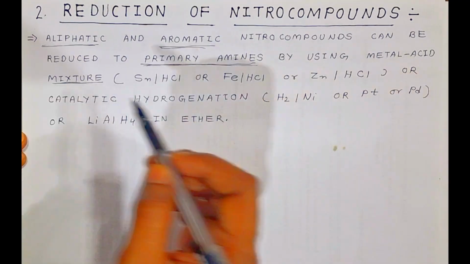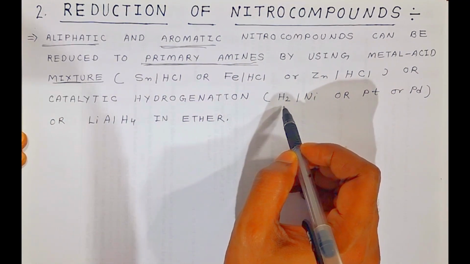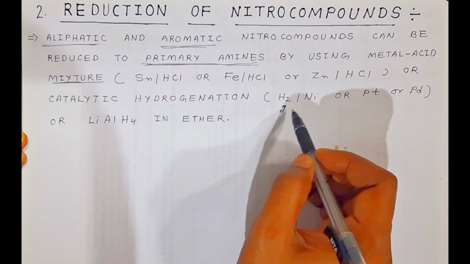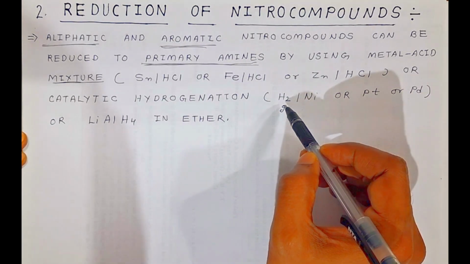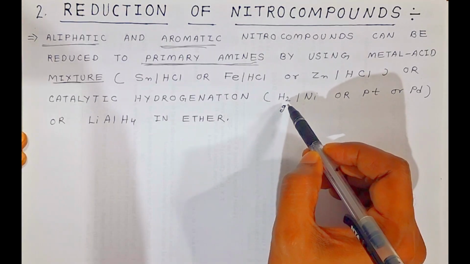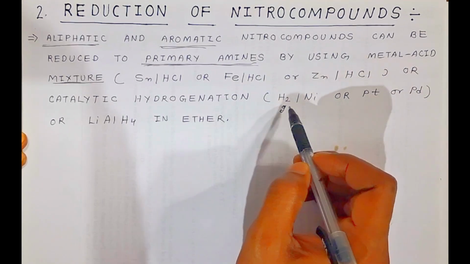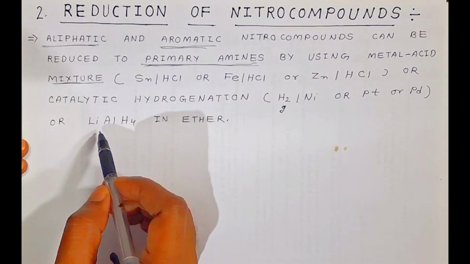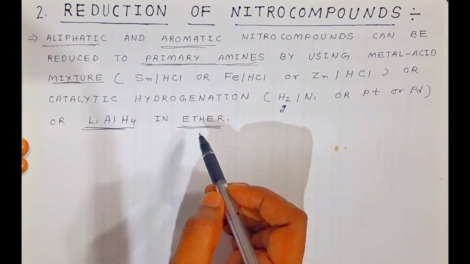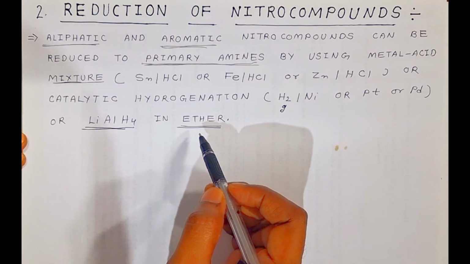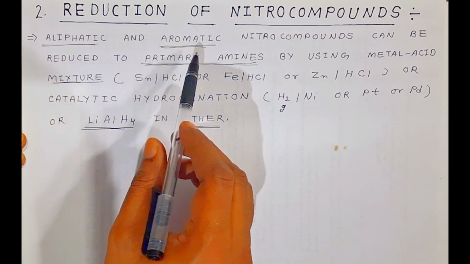Or you can use catalytic hydrogenation. When hydrogen gas is in contact with nickel metal, it will give you nascent hydrogen. Or when you pass hydrogen gas over platinum or palladium, they will provide you nascent hydrogen. Or you can use lithium aluminum hydride in ether, which will also give you nascent hydrogen. So nascent hydrogens are very important. Here we are talking about aliphatic and aromatic nitro compounds.